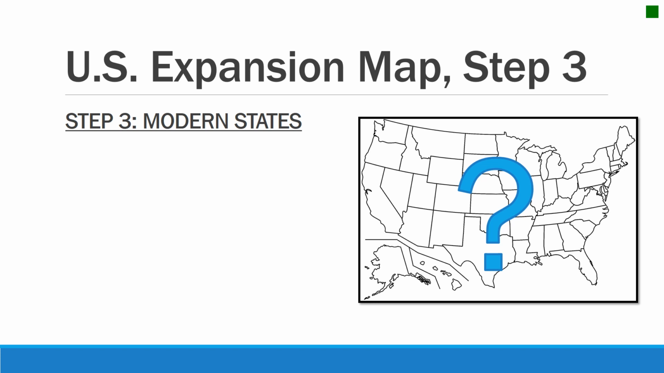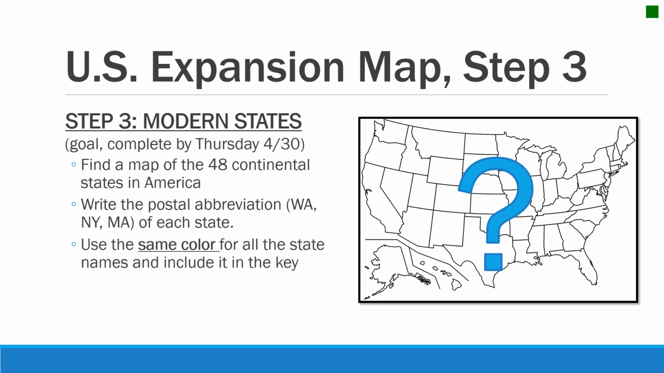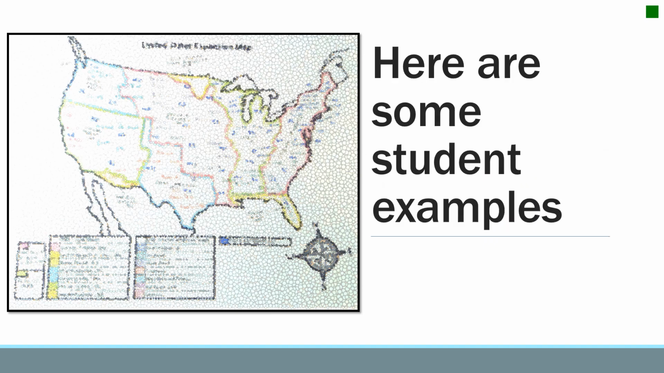On Thursday, you'll be doing step 3. You'll be adding the modern states of America. Find a map with the 48 continental United States on it, and write the postal abbreviations for each state. For example, WA for Washington, NY for New York, and so on. You don't need to worry about the outline, just do the postal abbreviation. Do them all in the same color so it's clear which is a state and which is a Native American group. Take a picture of your final map and submit it on Teams.